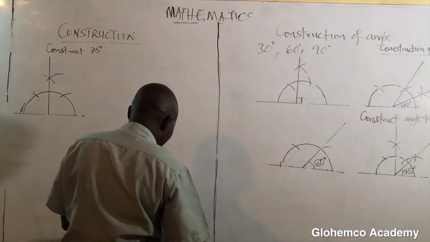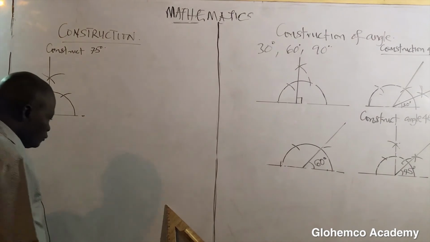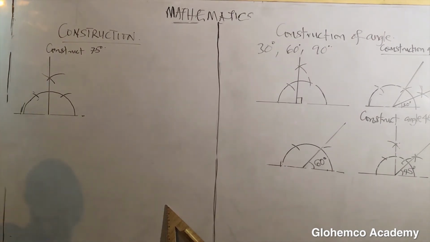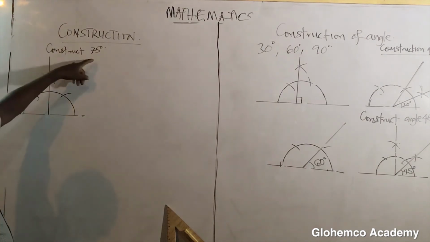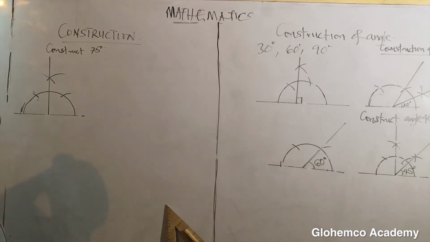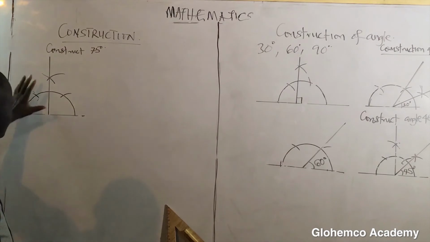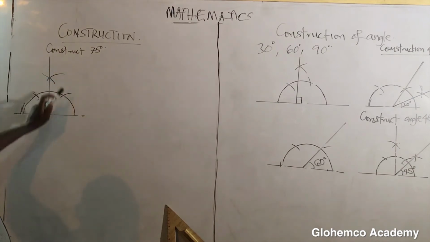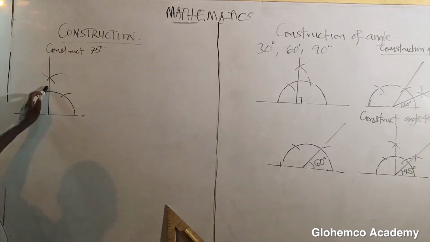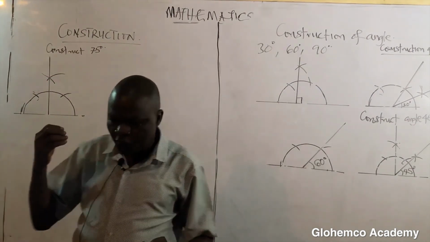But you are not constructing 90. Instead, we have to construct 75. How do you construct our 75 now? You will note that 75 is half of 150. We are going to do a little calculation here. If 75 is half of 150, how do we get 150 from all this construction? You can get to 150, knowing this one to be angle 90 degrees and this one to be 60 degrees. 60 plus 90 will give us 150 degrees.